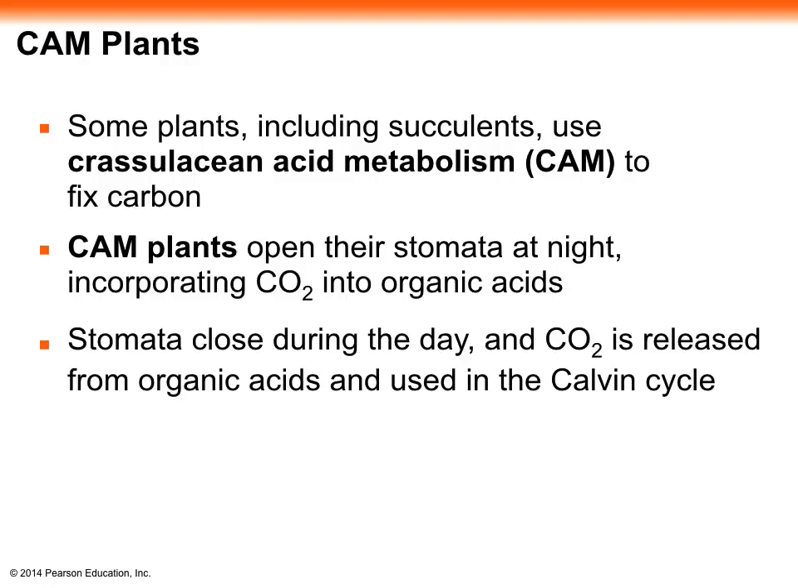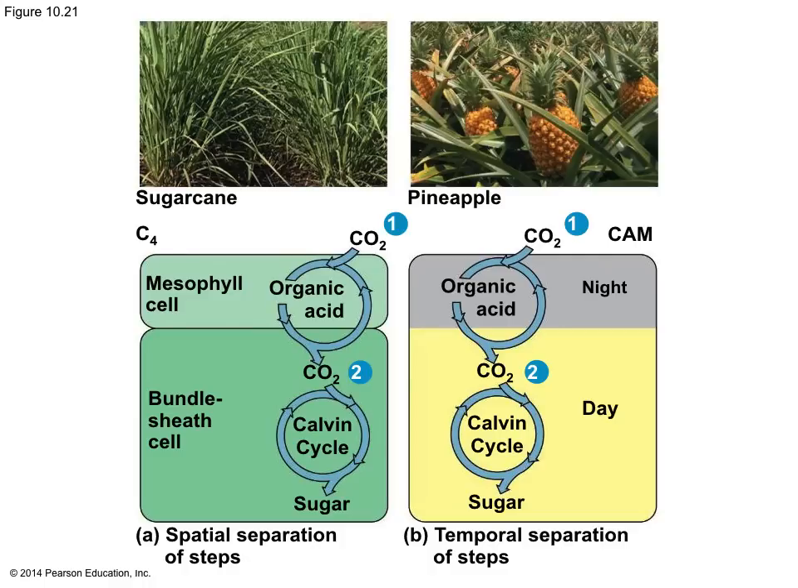CAM plants, some plants including succulents, use crassulacean acid metabolism to fix carbon. CAM plants open their stomata at night, incorporating CO2 into organic acids, and then the stomata close during the day and CO2 is released from organic acids and used in the Calvin cycle. So here's a comparison between the C4 plant and the CAM plant.